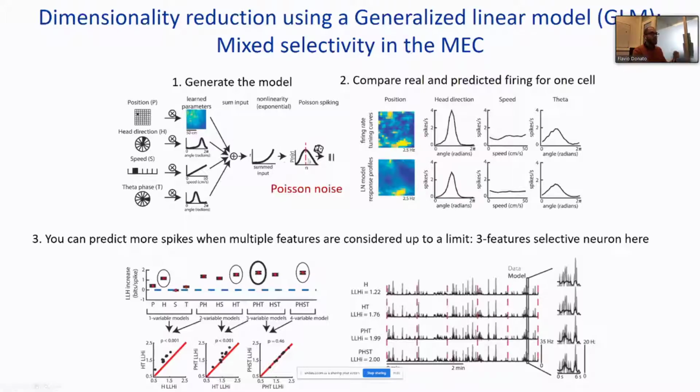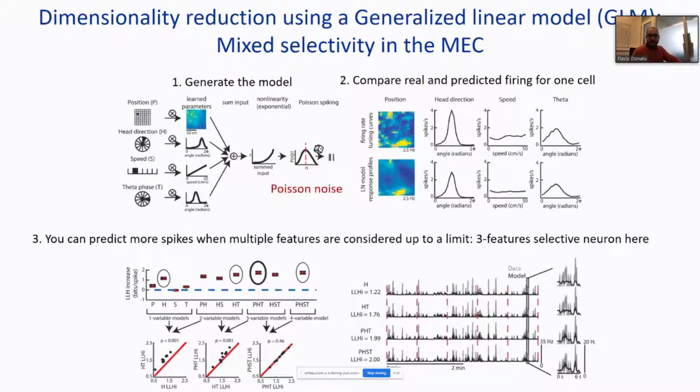And this is a way in which we can understand the features of the firing of one neuron and how much that firing is actually tuned to multiple variables, which is the concept of mixed selectivity, which is becoming more and more prominent when we try to understand the neural code of higher areas, like again, the entorhinal cortex, the prefrontal cortex, or the hippocampus.